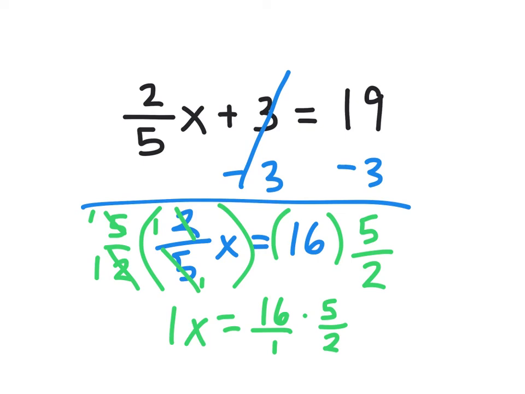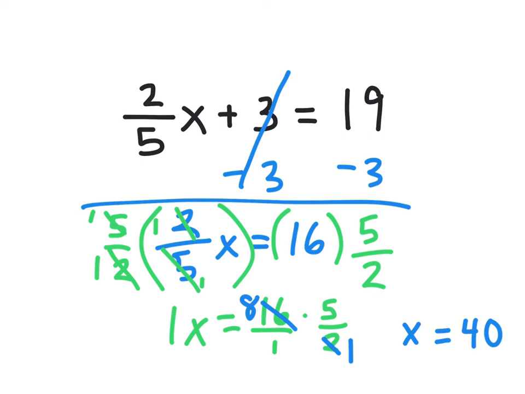And we can look at doing, again, some cross-canceling. So from here, we could cross-cancel. 2 goes into 16 8 times. And that means that x is worth 40. So our answer to this problem would be x is worth 40.